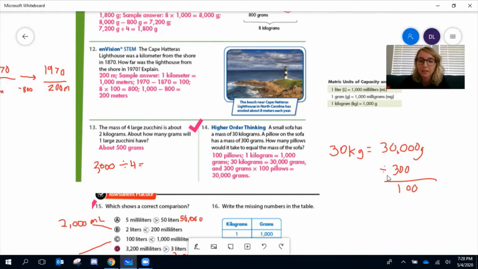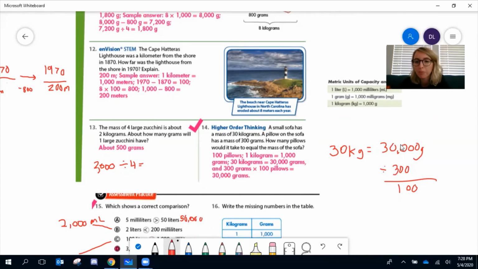And when we do that, I've kind of written it out for you already, but let me grab my pen. We know that 3 divided by 3 is 1, and then we cross through our zeros. So I have 2 zeros down here, cross through those, 2 zeros up here. That leaves us left over with 2 zeros, so I bring those down, and my answer is going to be 100 pillows. So 100 pillows would be the answer to number 14.